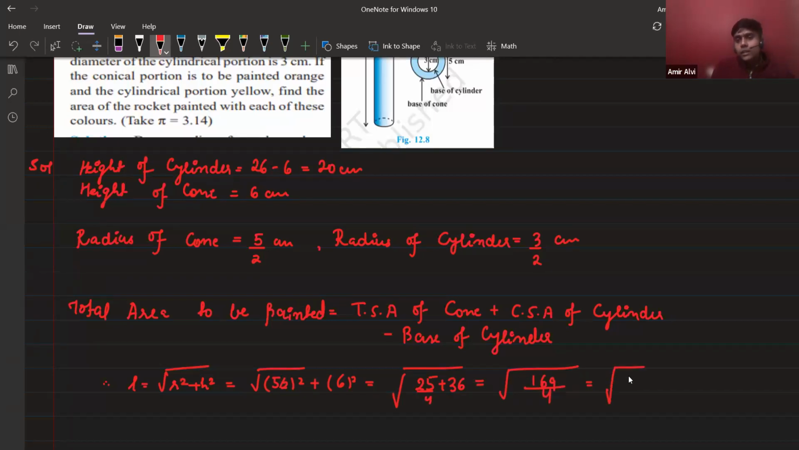So I can write 13 into 13 and 2 into 2. You know this thing, in the square root, if a pair is there, only one is taken out from the square root. How many of you know this thing?